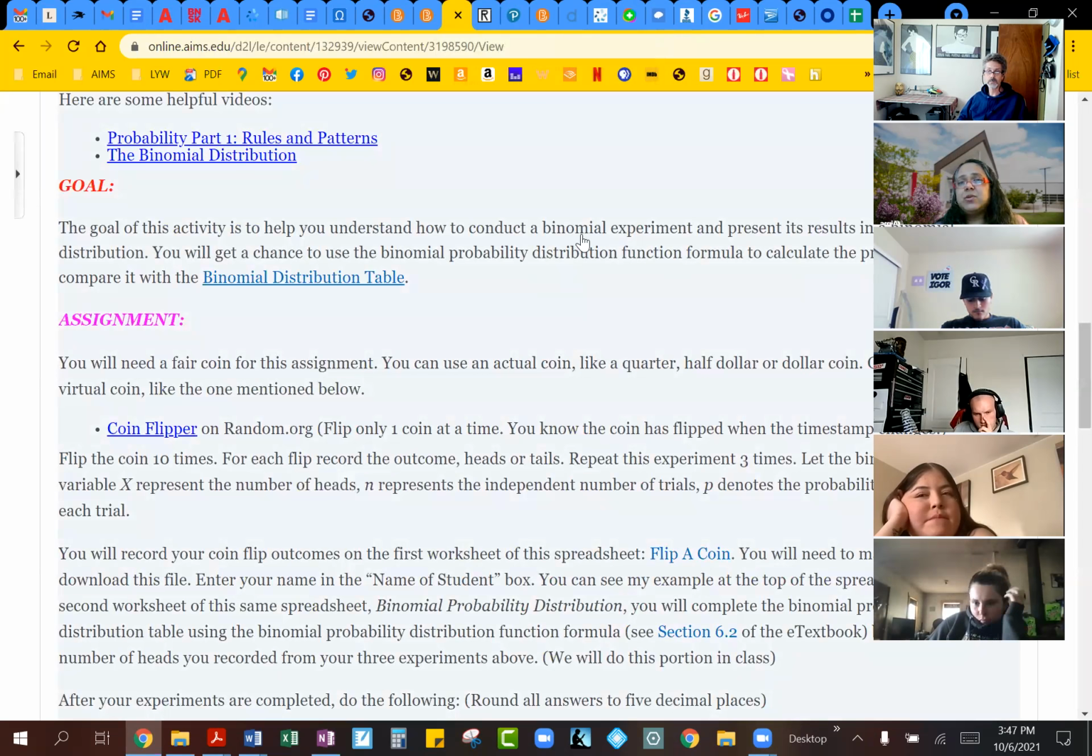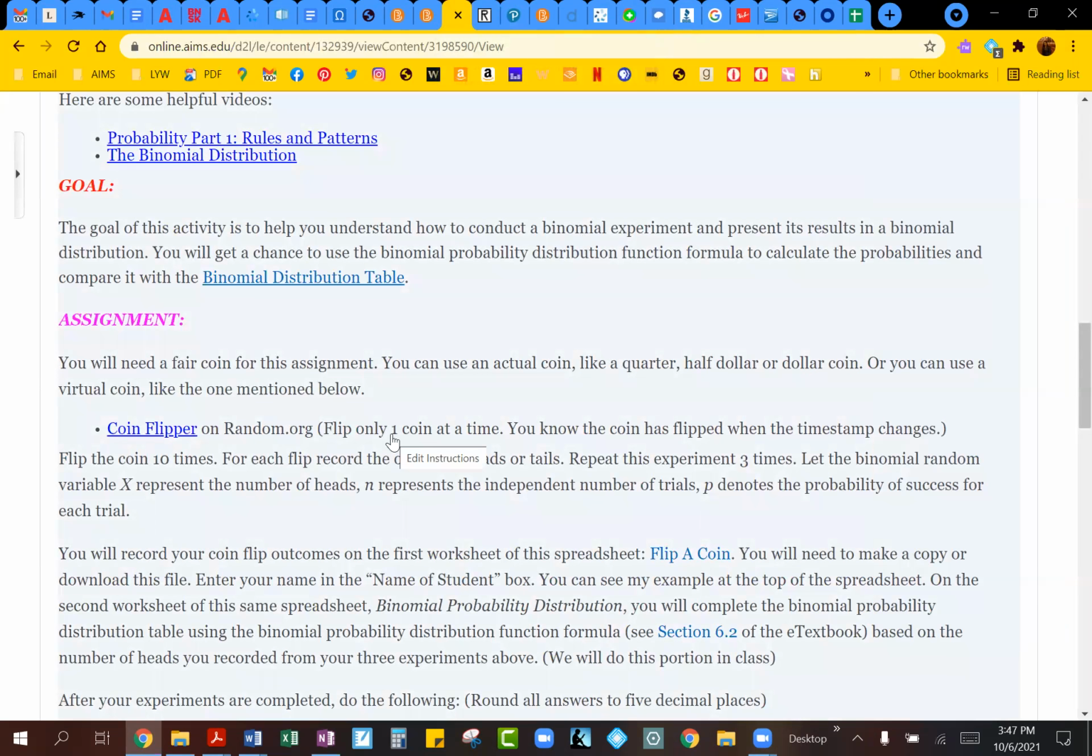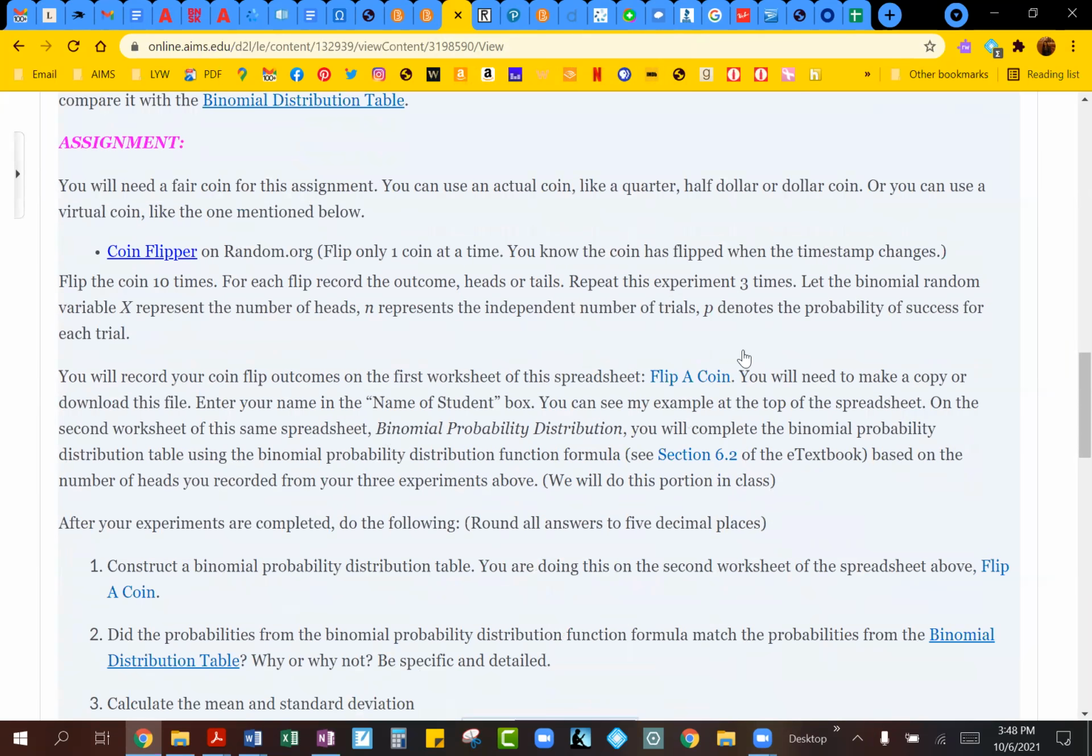If you have an actual coin lying around, use that. Now here is the worksheet where you will be recording your values. You will be flipping your coin 10 times, and you will repeat this experiment 3 times. So technically, you're flipping your coin 30 times, okay?